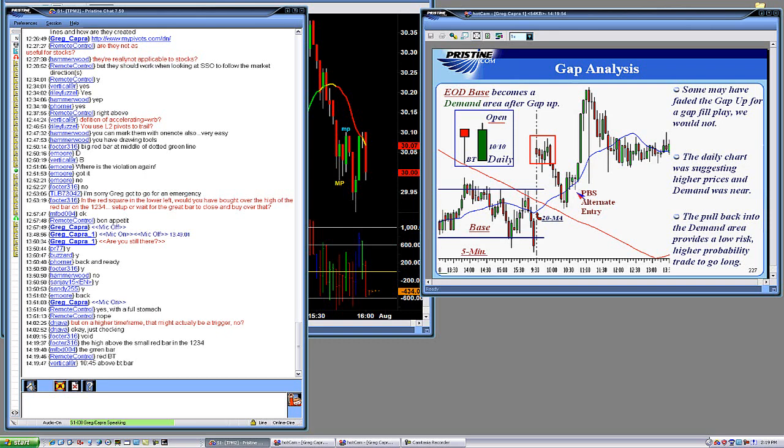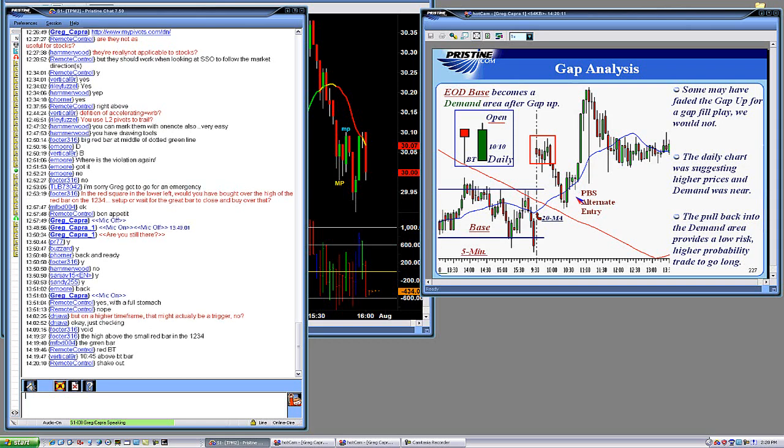We either could have bought it above the high of this bar right here, but this one here, that bottoming tail bar, is ideal. That is a great entry because it took out that bar's low.